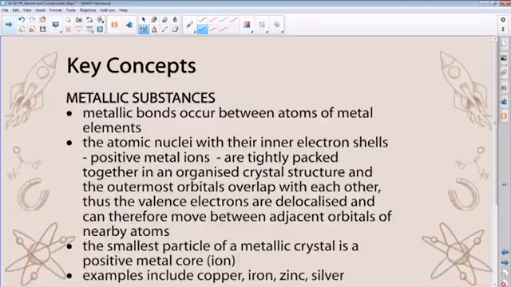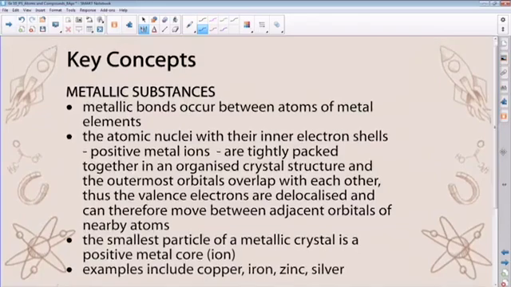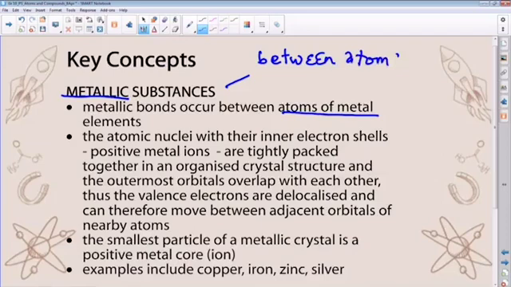Now, the other key concept, because we're still talking about bonding, is metallic substances. We want to be very careful as far as metallic is concerned, because this has to do with atoms of metals. As we talk about metallic substances and metallic bonding, it has nothing to do with compounds, because these are atoms of the same kind. So metallic bonding will particularly take place between atoms of the same kind.